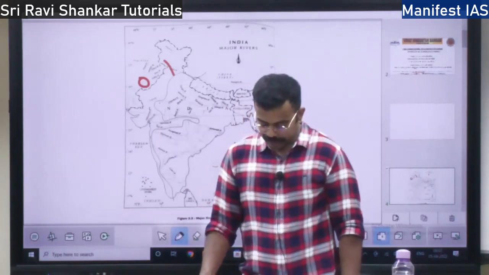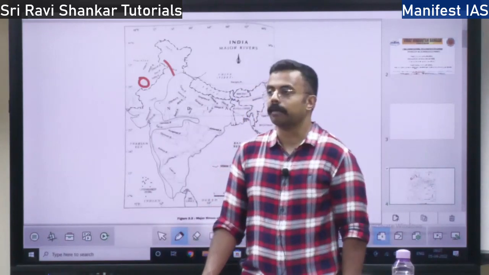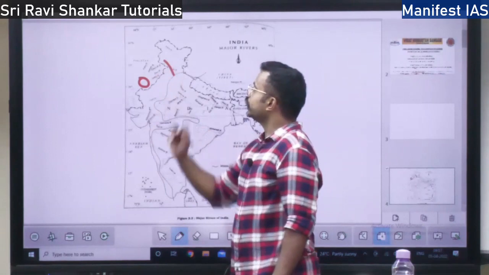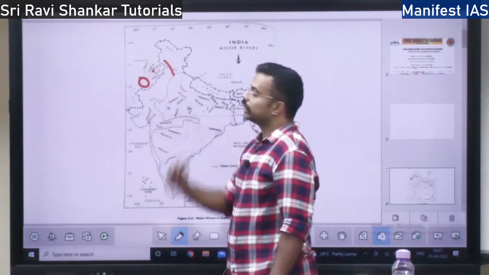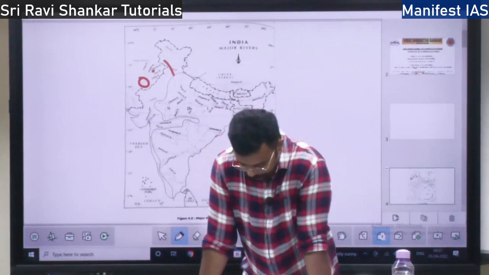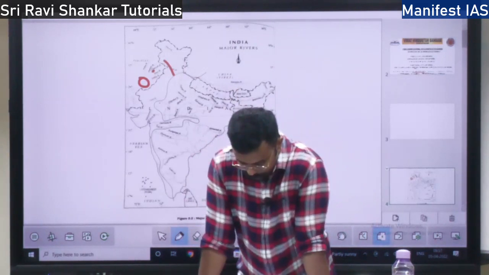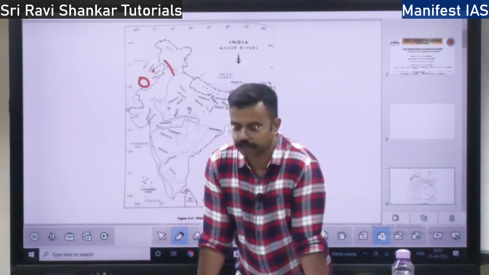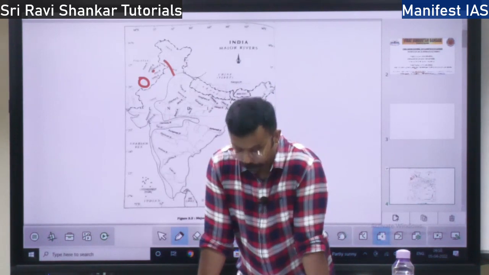So this later joins the Chenab. Where does Jhelum join the Chenab? Here, this region in Pakistan is called Jhang. Jhang is the region where Jhelum joins the Chenab. So this is the first tributary of the Indus.